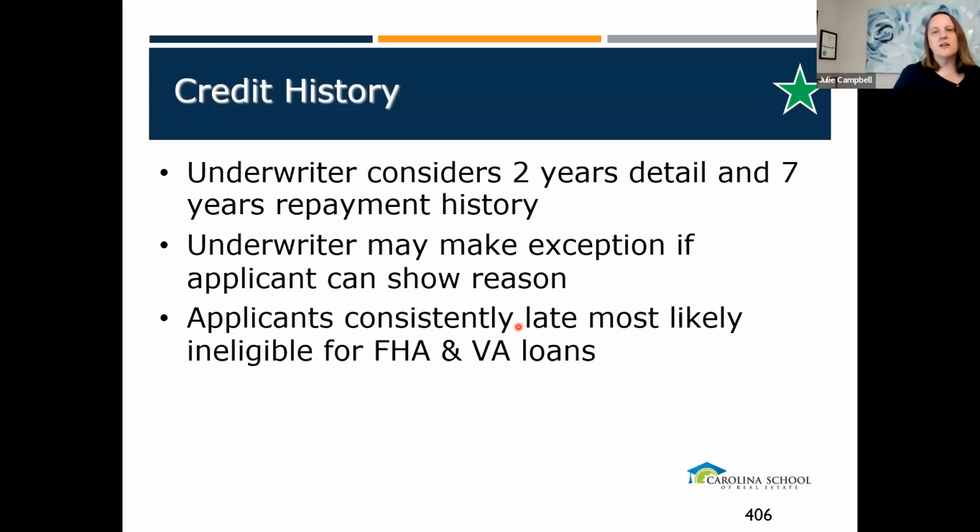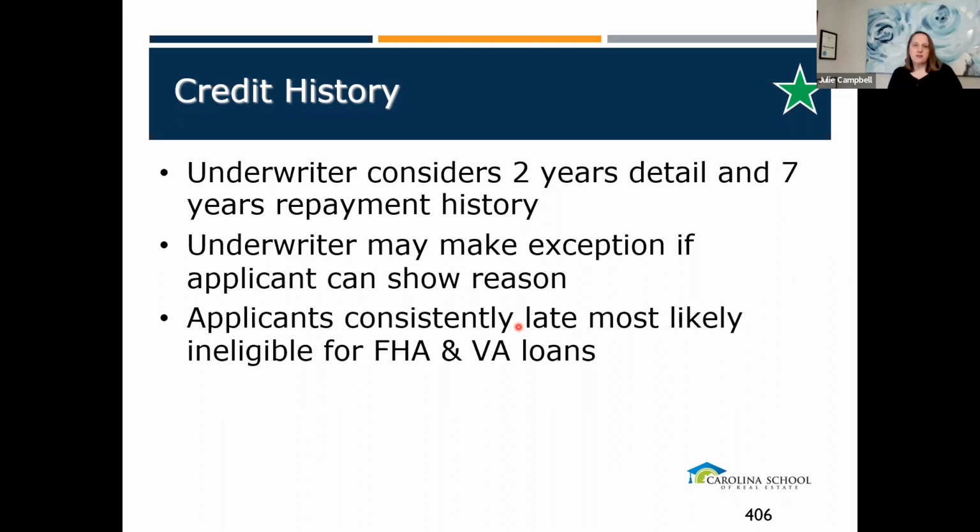So underwriting is going to go back. They're going to look at 2 years of credit, 2 years of debt, 2 years of income. If they have questions or concerns, then they may ask for more information. They may go back more than 2 years. They're also going to want to see your last 7 years of repayment history. You don't have to provide this. They're pulling it. They're doing a very thorough deep dive in your credit history.